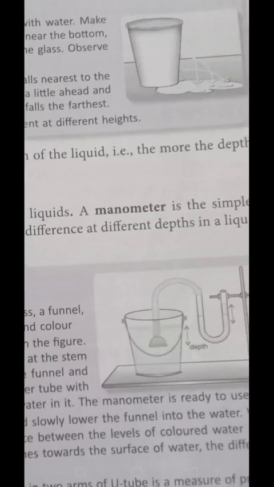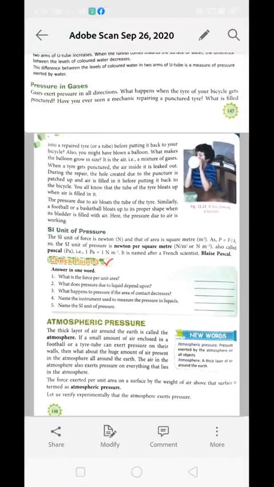Once we place the funnel at the bottom of the liquid, you will see that the difference between the two arms of the U-tube is greater. Once we pull it out towards the surface, what will happen? The difference between the two arms will be very less. Clear? So we can conclude that the pressure in a liquid increases with increase in depth of the liquid.